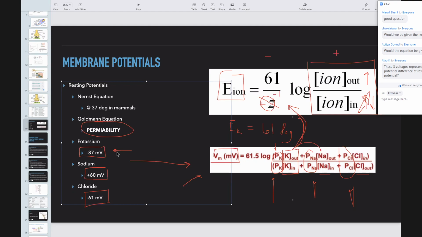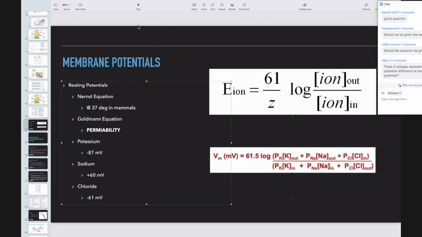Sodium channels open up. And when sodium channels open up, the permeability to sodium skyrockets. And so what's going to happen is the resting potential of sodium will have a larger role now on the overall voltage of the membrane. So the resting potential of sodium is a positive 60. So as we become more permeable to the sodium, the voltage of the membrane is going to start traveling toward that positive 60.